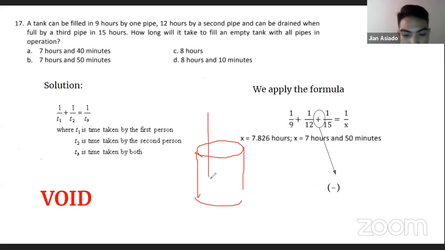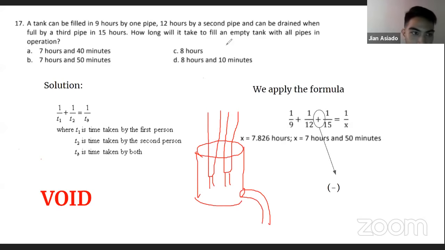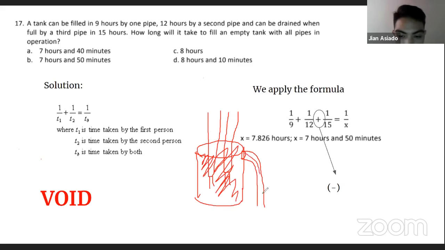Meron ka daw dalawang pipe na nagbibigay ng tubig. So ito yung nagbibigay. But then, kapag puno na, meron ka pang isang pipe dito palabas, kasi drained, when full. So, actually, hindi. This one, yung pipe ay nasa taas, kasi when full. So, pagka tumaas siya, full na siya yung tubig, then lalabas yung tubig. So therefore, etong dalawang pipe, it's going in, tapos yung isang pipe going out.